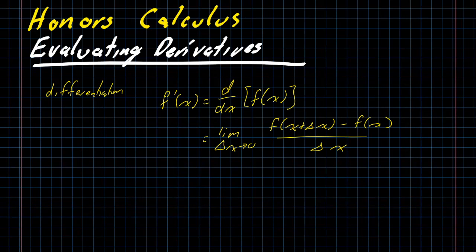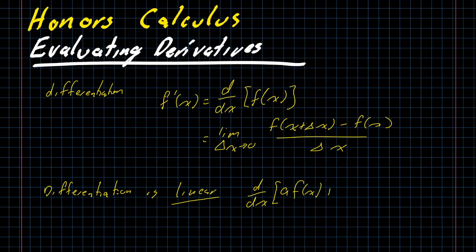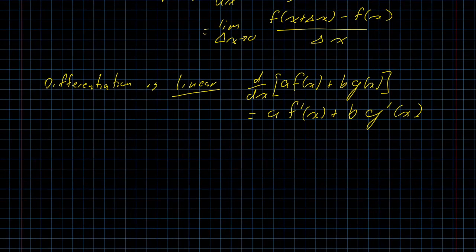And we've seen previously that differentiation is linear, which means that the derivative of some constant a times a function f of x plus some other constant b times the function g of x is equal to a times the derivative f prime of x plus b times the derivative g prime of x. So if we can find something that will work on one specific case, we can extend that outward and things will work out pretty nicely.